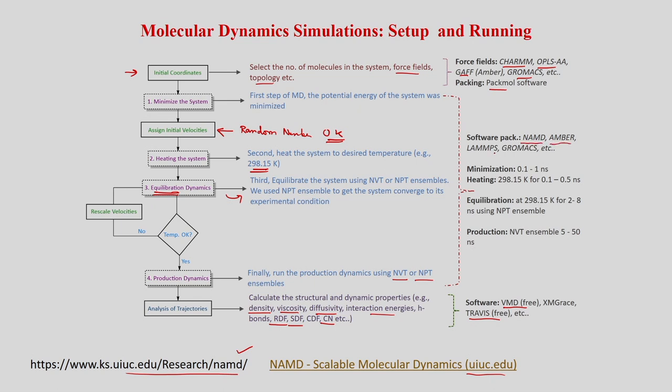I am explaining here NAMD. You can also use Amber, LAMMPS, GROMACS. These are some typical time steps I have mentioned, but the time step may differ in your case because you will be using some other molecules, so you have to choose based on literature values. This is the way molecular dynamics is set up and started. Okay, I will stop here.